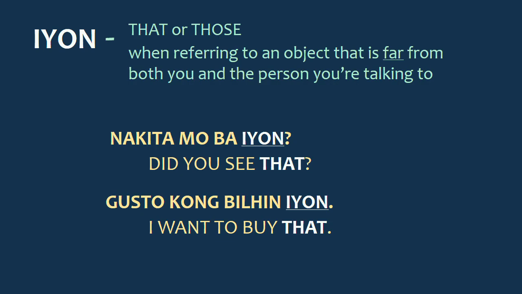And also for this one, we use the shortened form. We have yon or yun, both with an apostrophe. Nakita mo ba yun? Or nakita mo ba yun? Gusto kong bilhin yun. Or gusto kong bilhin yun.